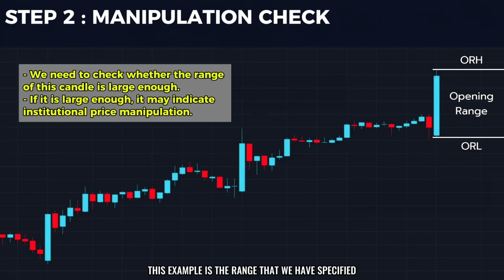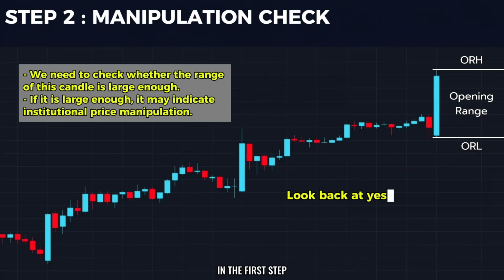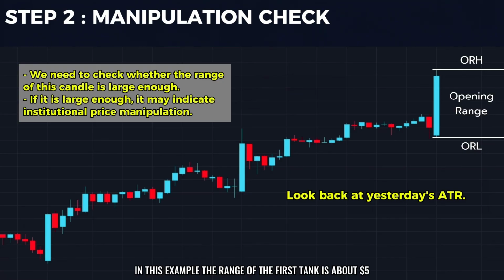This example is the range that we specified in the first step. We will check whether the range of this stock is large enough. If it is large enough, it may be the price of a large bar itself. In this example, the range of the first bar is about $5. After that, we will go back to yesterday's ATR.